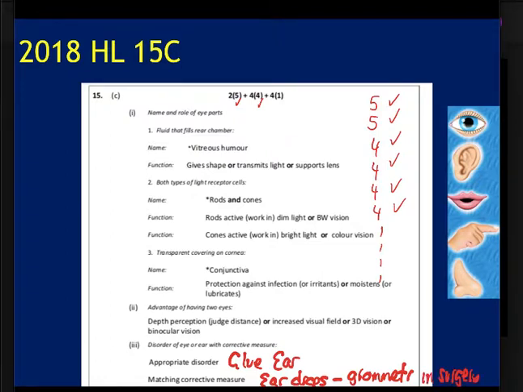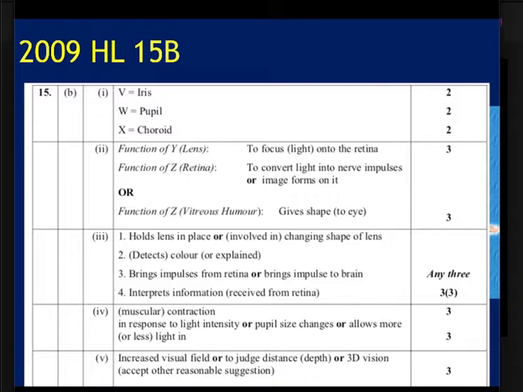Okay, so pause now, and this is for the 2009. And again, you should be able to access everything, and you can just see here the marks are very straightforward in how they're allotted. So for part 3 here, you need 3 answers, and each answer is worth 3 marks. So pause and mark for yourself.